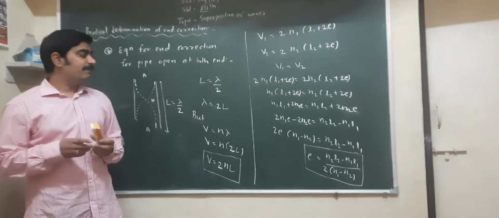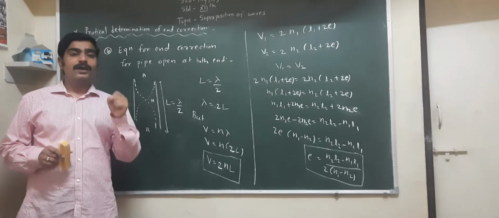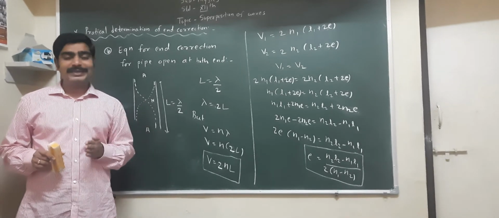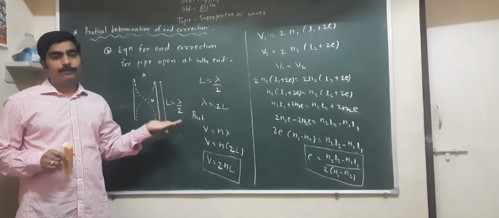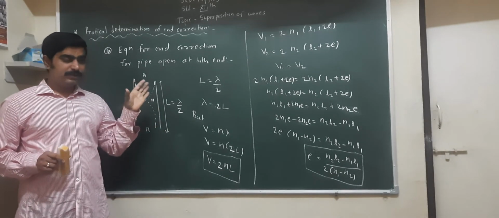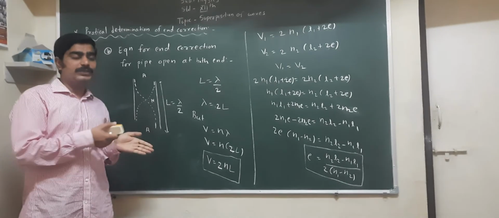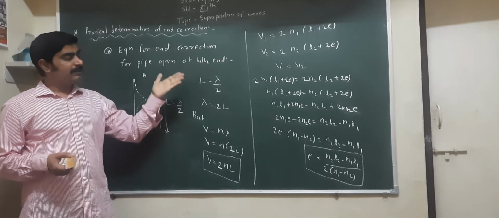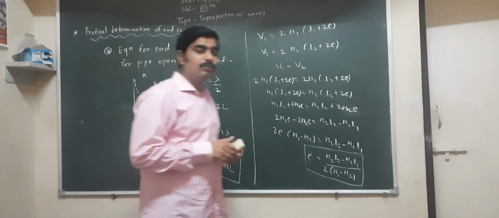So friends, we have studied the equation for the end correction. We have considered both the cases: if the pipe is open at one end and if the pipe is open at both ends. Once you understood the first equation, in the similar manner you can write the second equation. So I hope you have understood this part.